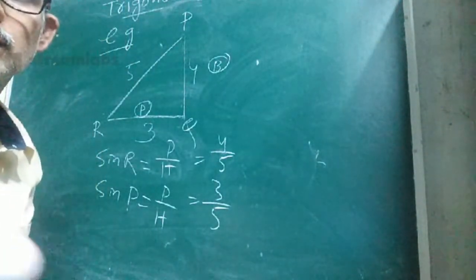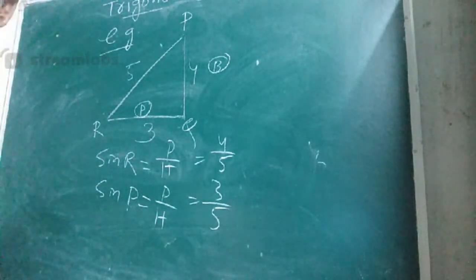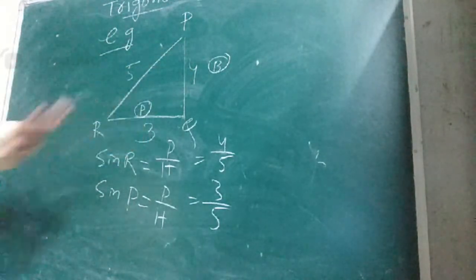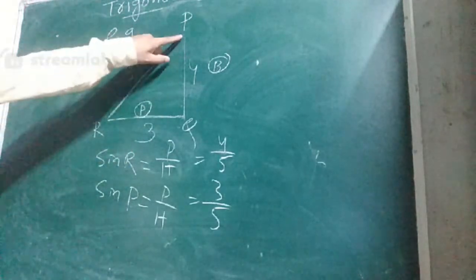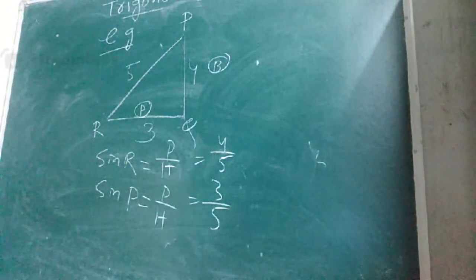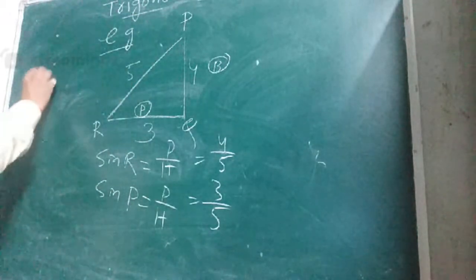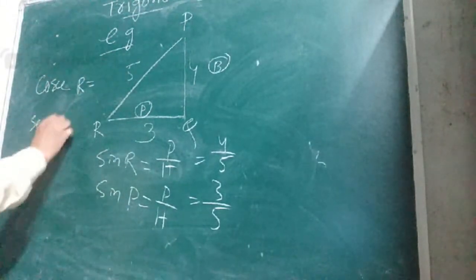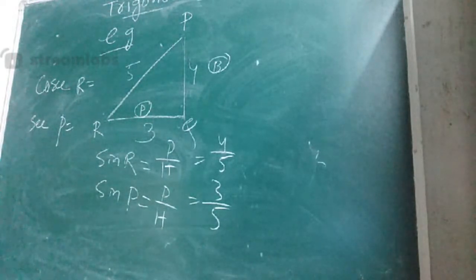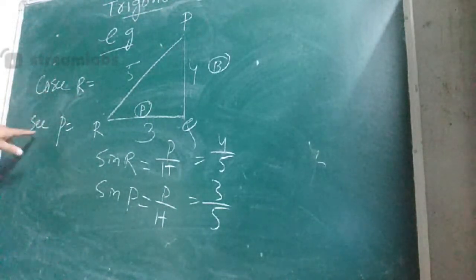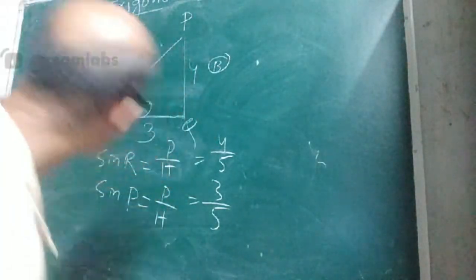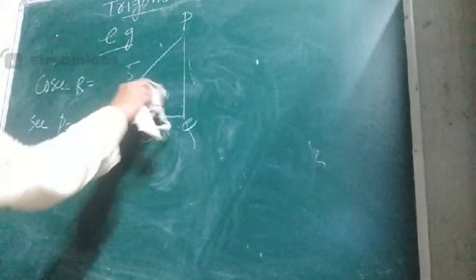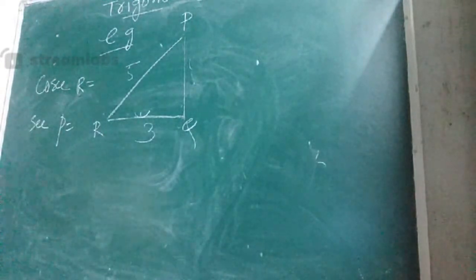Okay. So that is the example of 5, 4, 3: how it can be written for sine R and sine P. Similarly, please tell me what is cosec R and what is sec P. If the question arises, what is cosec R and what is sec P, what will be your answer? Can you tell me?